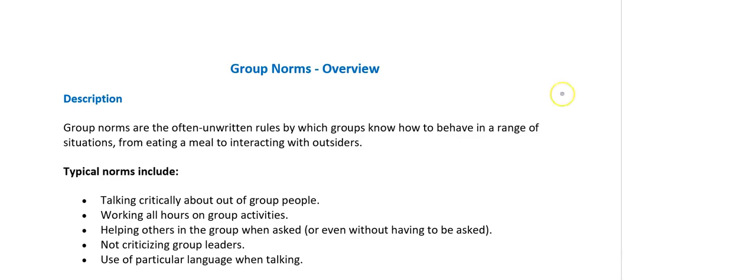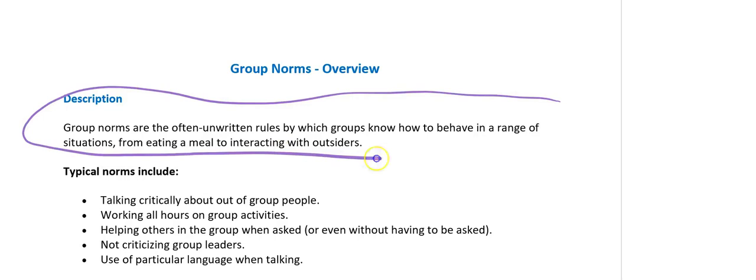One way to define it is this way, that we can say the group norms are the often unwritten rules by which groups know how to behave in a range of situations. And this literally can be from anywhere from eating a meal to interacting with outsiders. Often what we're trying to focus on, though, when it comes to team or group norms are the underlying drivers of behavior within the team's day-to-day functioning. We need to understand that norms are not necessarily actual behaviors, but the behaviors point to norms.